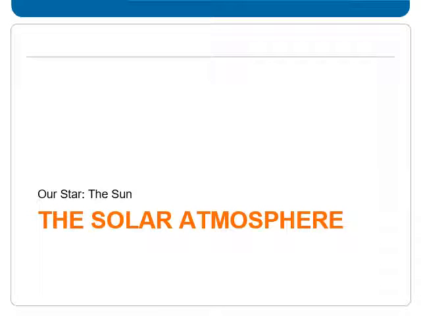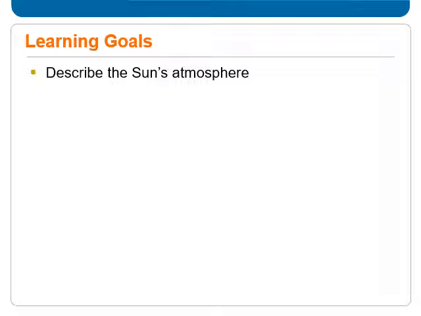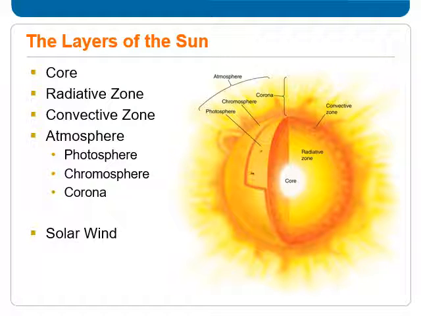This lecture discusses the solar atmosphere. The learning goal is to be able to describe the sun's atmosphere. The solar atmosphere consists of three layers: the photosphere, the chromosphere, and the corona. The photosphere surrounds the convective zone. The photosphere is regarded as the surface of the sun.